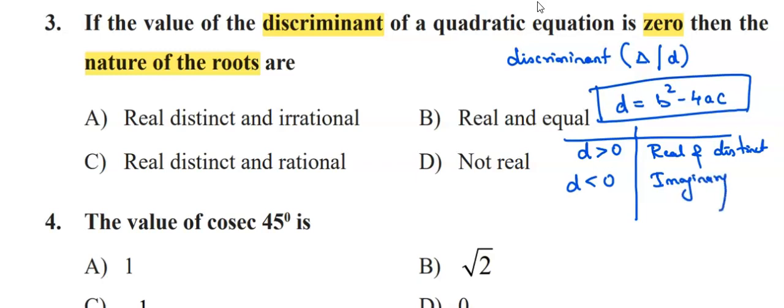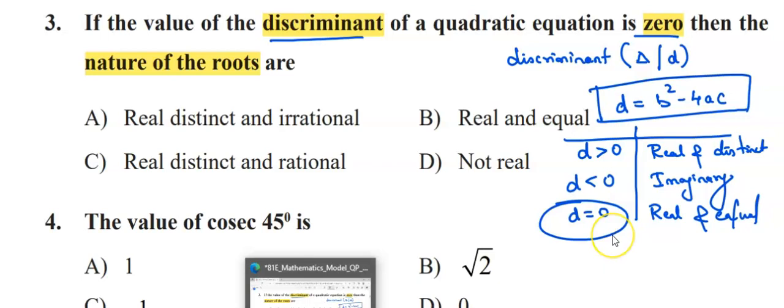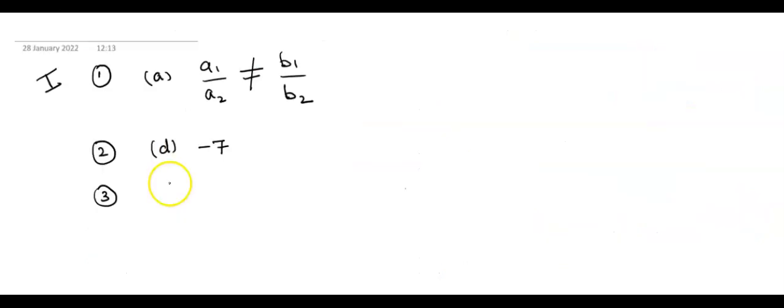Then what is the nature of the roots? They are imaginary. If D equals 0, if the value of discriminant is 0, then we call that as roots are real and equal. Now according to this question, if the discriminant is 0, then the nature of the roots are real and equal. What is the nature? Real and equal. So which is the correct answer? Option B. Option B is the right answer.